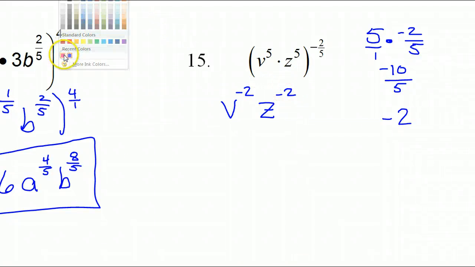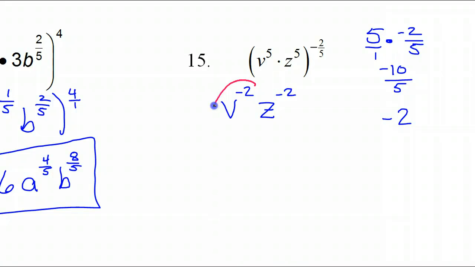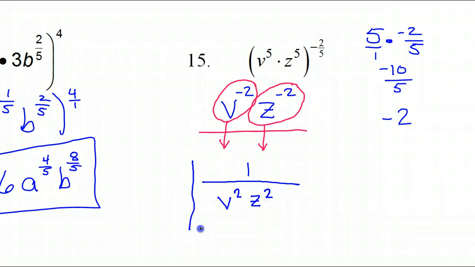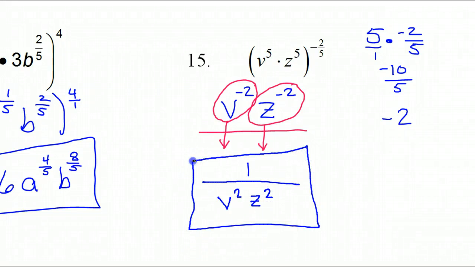Now, both of these things have negative exponents. So that means that they are both on the wrong side of this invisible fraction line. So they're both going to have to drop down. Okay, so in the end, I will have 1 over v squared z squared. So that would be the answer to number 15.